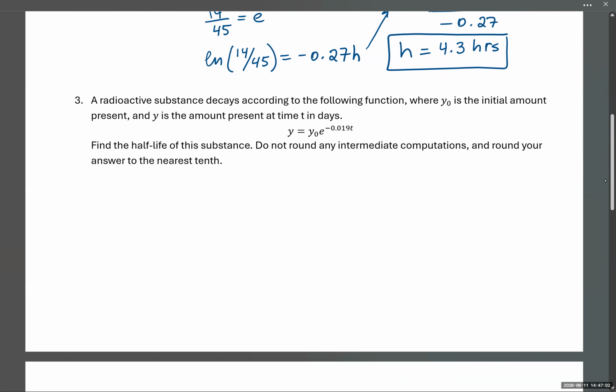Number three, a radioactive substance decays according to the following function, where y naught is the initial amount that's present, and y is the amount present at the time t in days. So t is measured in days. Find the half-life of this substance. Do not round anything in between, just round the final answer to the nearest tenth. So for this one, we're actually dealing with half-life.